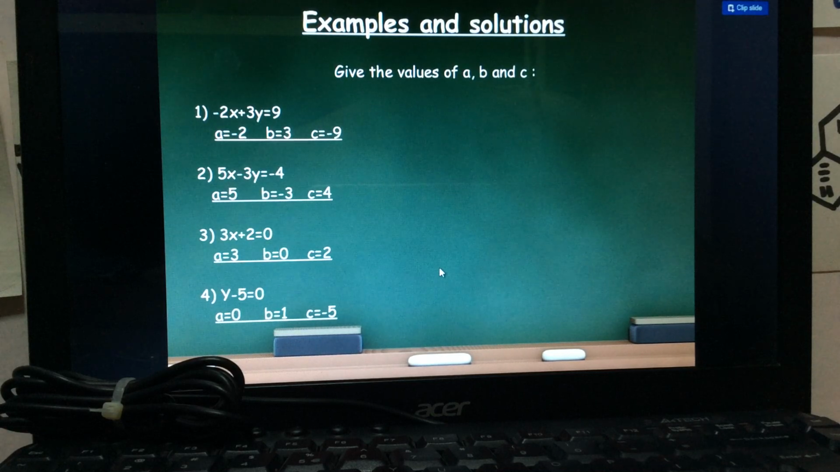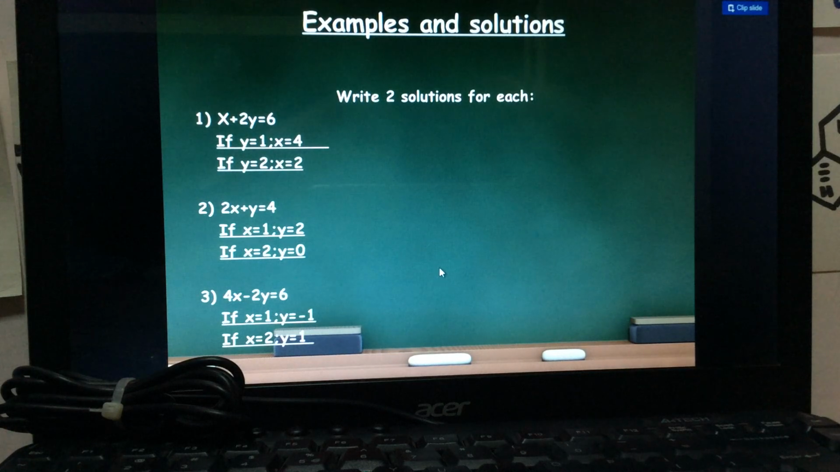Lastly, y minus 5 equals 4. So a is 0, b is 1, c is negative 5. So another one, solutions for each. So here it is.